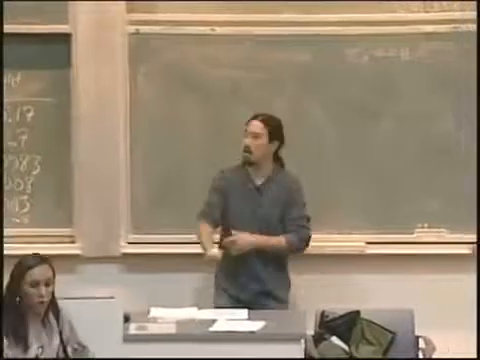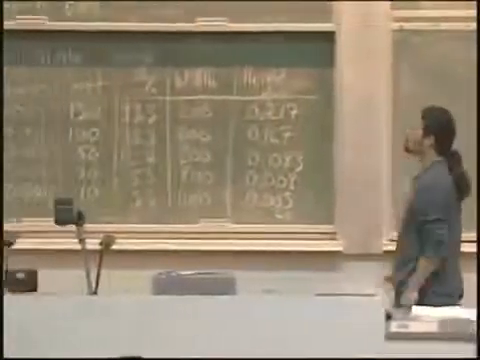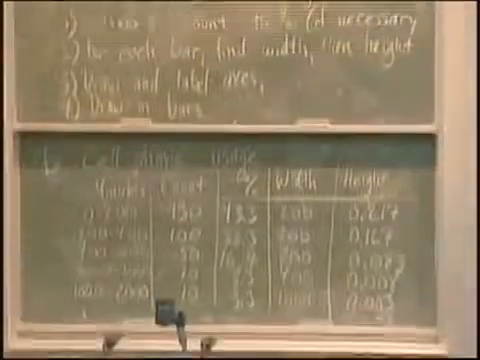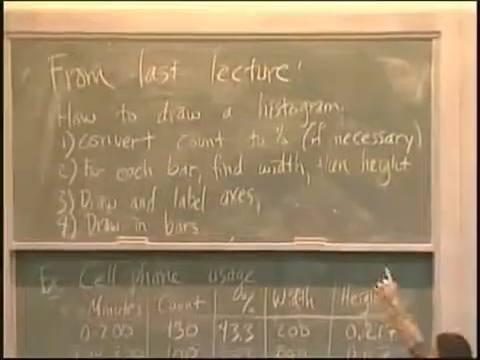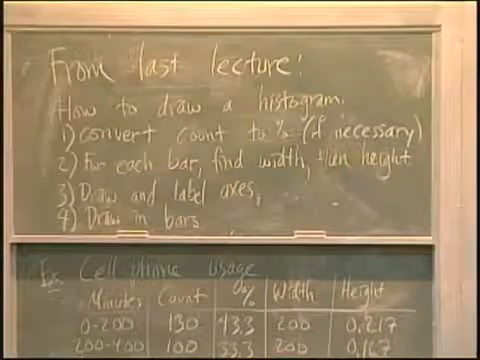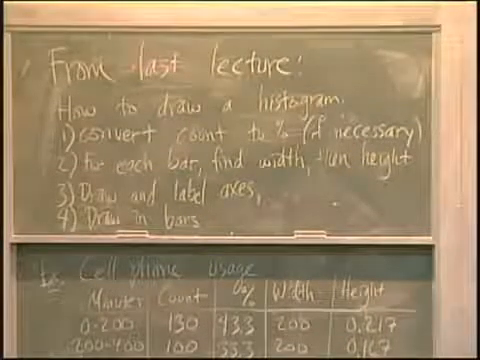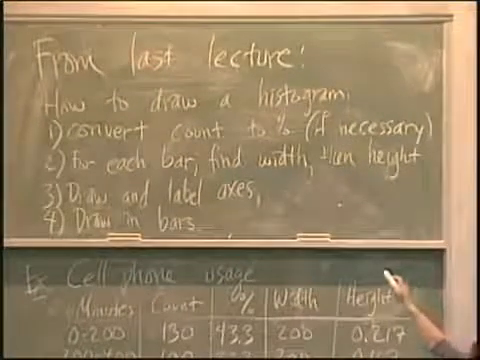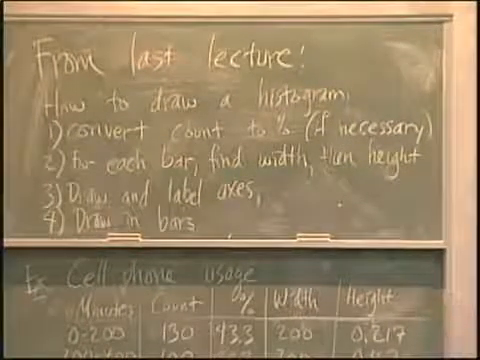So last time we did this: how to draw a histogram. Convert count to percent if necessary. I say if necessary because sometimes the data will already be given in percentage terms, so you don't have the counts; you literally have the percents already. Then for each bar, find width and height, draw and label the axes, and then draw on the bar.